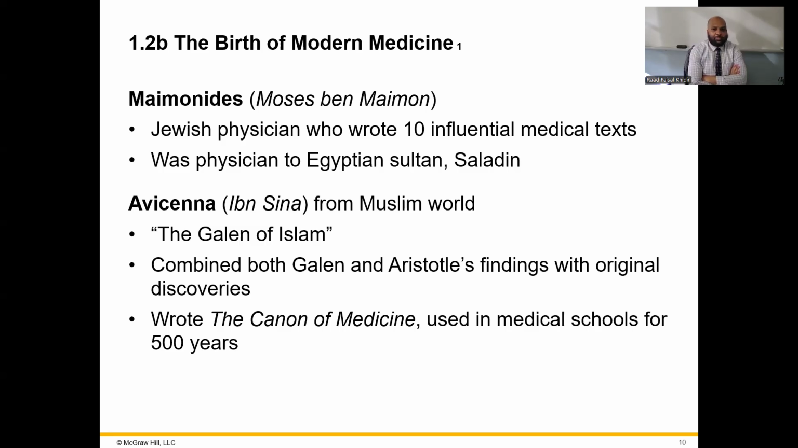Okay, then there's Avicenna, and he wasn't a Jewish physician. He was a Muslim physician, and this was during the Muslim Golden Age, and he combined both Galen's and Aristotle's findings with original discoveries. He wrote a book called The Canon of Medicine, but canon means law, the law of medicine, which was very interesting because people think law and medicine don't go together. There's law school and there is medical school, but he combined them together.